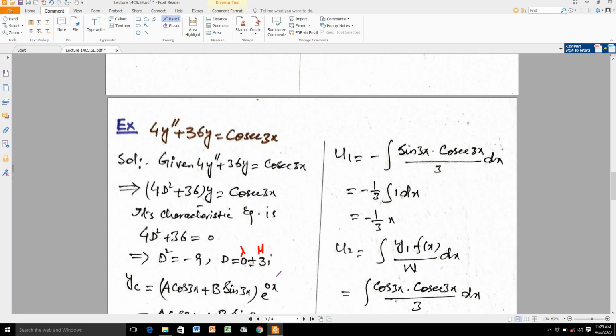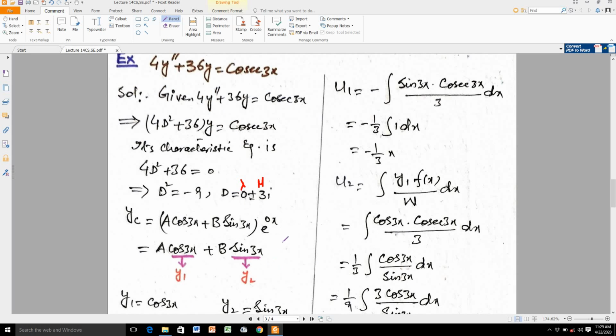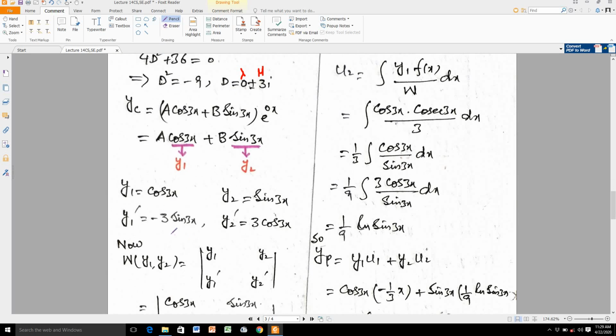You see here I am writing, you know that e raised to the power 0x is equal to 1, and after this a cos 3x plus b sin 3x. Here you name it y1 and name it y2. You don't take these constants there, you only use the variables. So name this y1 and name this y2. Here y1 is equal to cos 3x and y2 is equal to sin 3x.